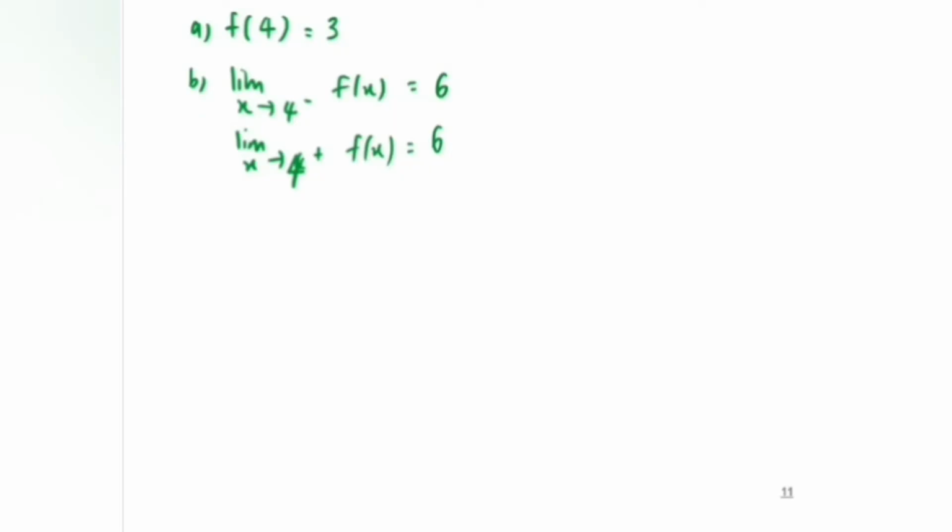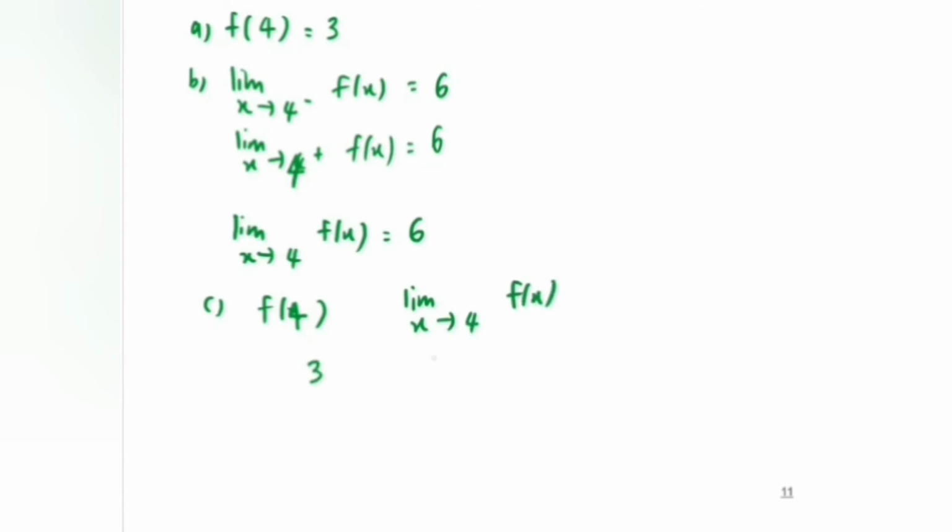Since the left-hand limit equals the right-hand limit, that means the limit as x approaches 4 exists and equals 6. Finally, check the third condition. Check whether the first condition equals the second condition or not. The value of the first condition is 3. The second condition is 6. They are not equal, so that means f(x) is not continuous at x equals 4.